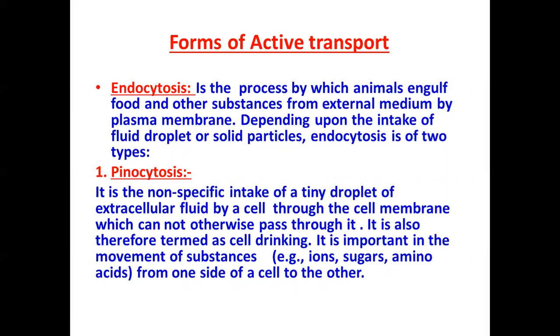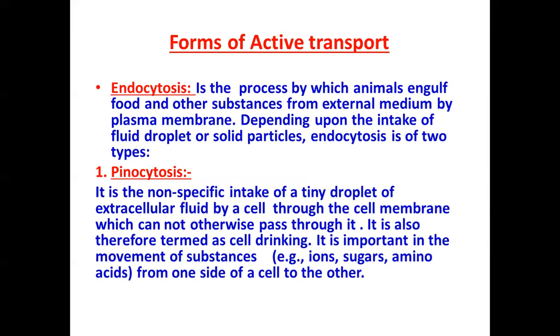Now, what are the different forms or types? They are considered as active transport only because they all need energy to perform this. Now, what is endocytosis? Endocytosis is the process by which animals engulf food and other substances from the external medium by plasma membrane. Depending upon the intake of fluid droplets or solid particles, endocytosis is of two types. So basically, taking of food or other substances inside the cell is known as endocytosis.